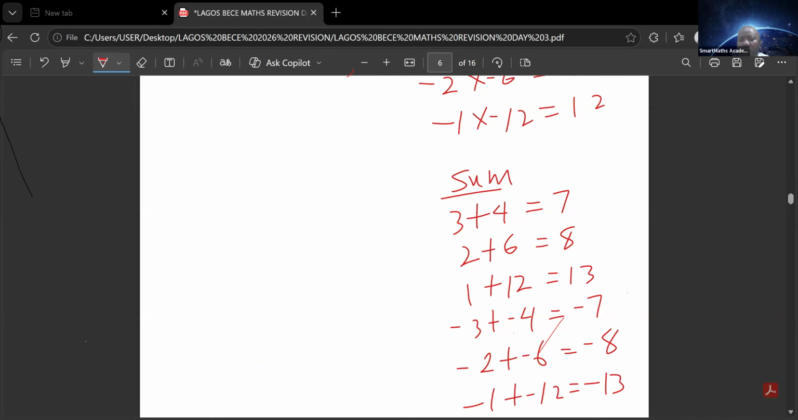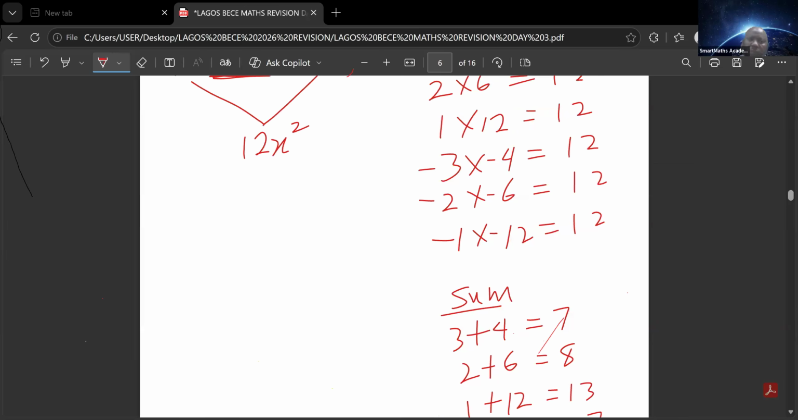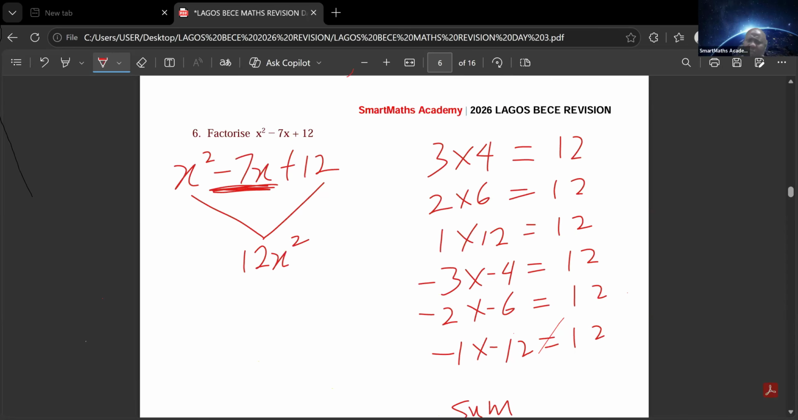Now, you know, two numbers. The reason why I'm bringing the negative is because we have negative here. So 3 times 4 gives us 12, 2 times 6 gives us 12, 1 times 12 gives us 12. So we can just put minus beside the two of them. Minus 3 times minus 4. If you put it on one and not on the other, you are not going to get it. So it must be on both, because what we have here is plus. That's why we have minus 3, minus 4, minus 2, minus 6, minus 1, minus 12.